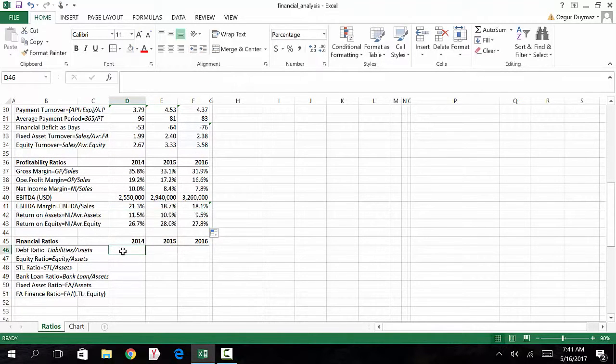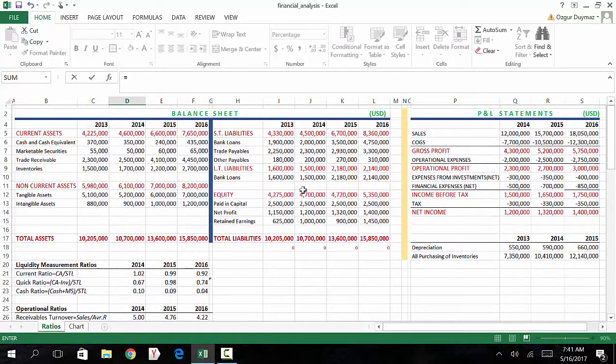And financial ratios, the last one. These ratios give users a general idea of the company's overall debt load as well as its mix of equity and debt. Debt ratios can be used to determine the overall level of financial risk. Debt ratio is total liabilities divided by total assets. Total liabilities, short term plus long term, divided by total assets.